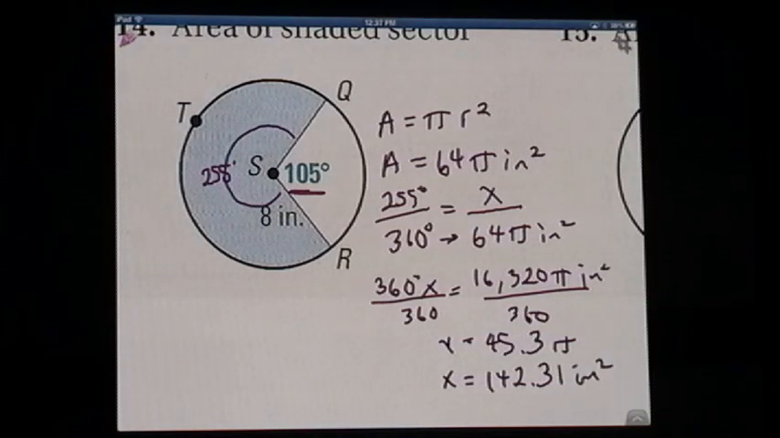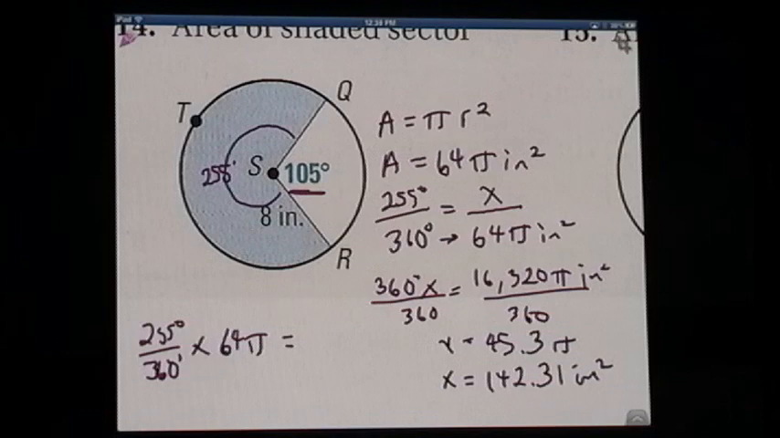Okay, now you could do it a little bit differently if you wanted to. You could say 255 degrees out of 360 degrees times our total area, which was 64 pi, is equal to, so we're going to do 255 divided by 360, and then we're going to multiply that times 64, and then times pi.